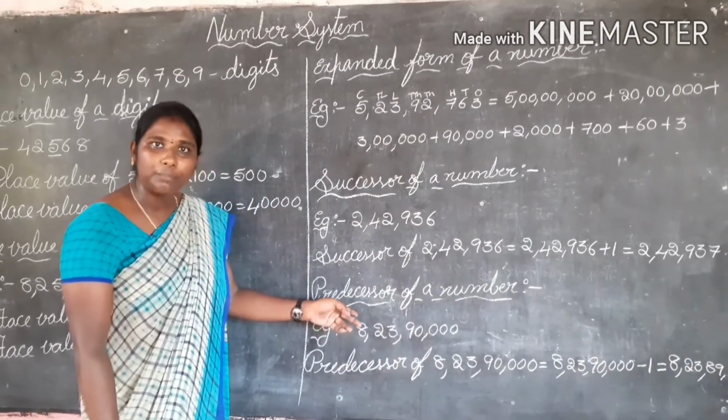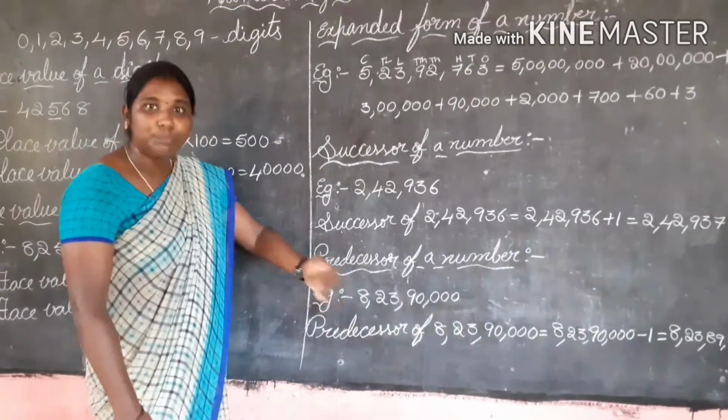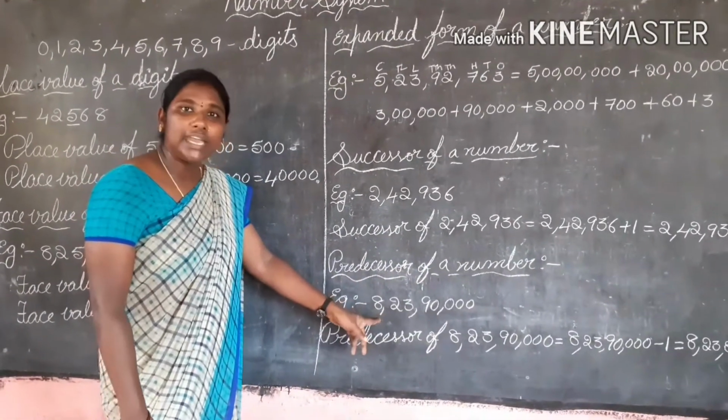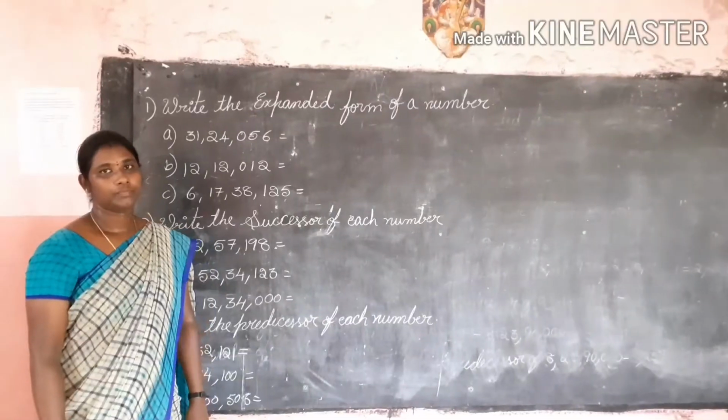Next, predecessor of a number. Predecessor means the number before. We have to subtract 1 from the given number, and we get the predecessor of a number.